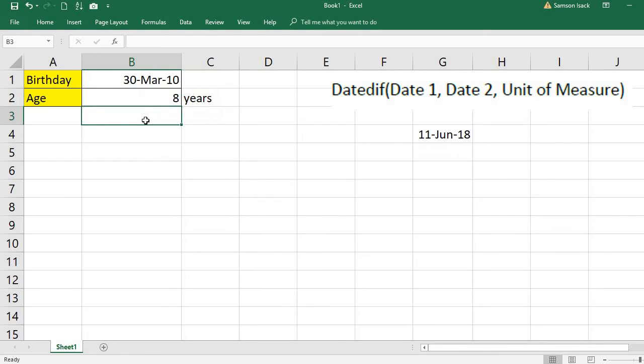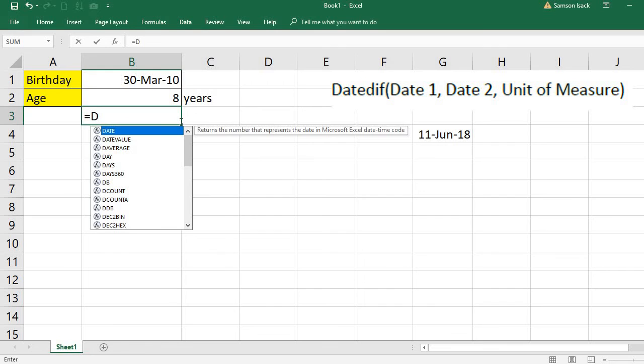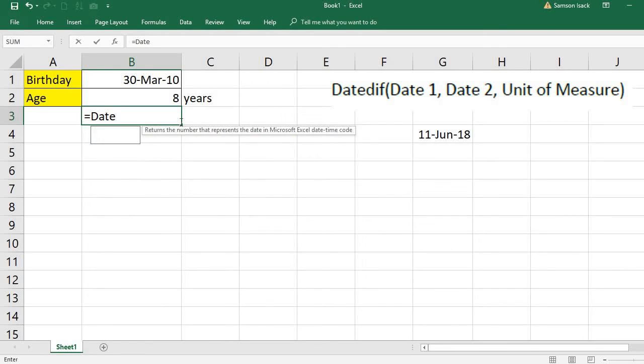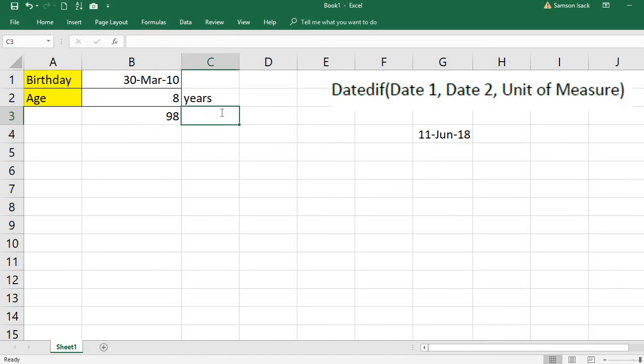What if I use the unit of measure as months? Let's see, DATEDIF of the same thing, the birthday and today, and I want the unit of measure as m, only m. The months, this is about 98 months. So if you want only months, you can see it is 98 months.